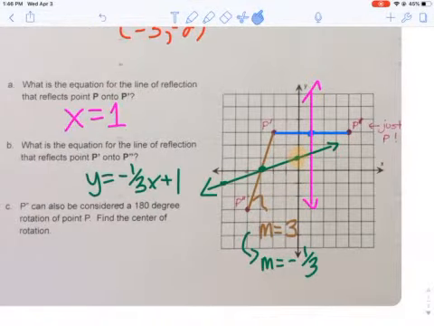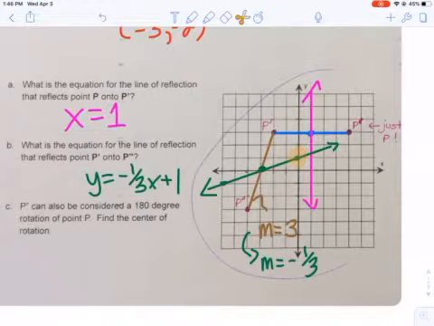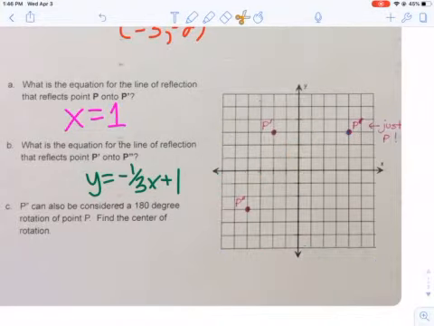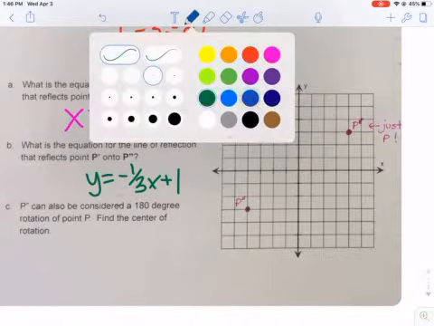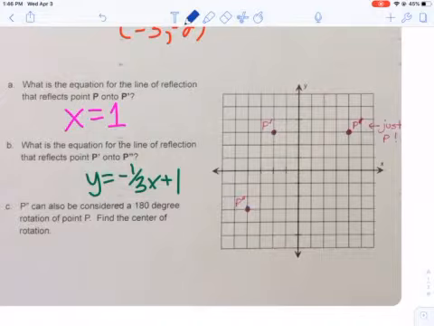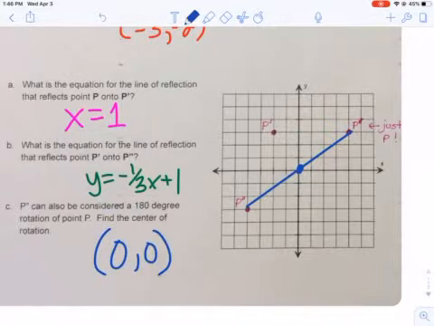Now for C. For C, I'm going to get rid of this information. That way it'll just be a little bit easier to decipher. It says P1 can also be considered a 180-degree rotation of point P. Now I'm supposed to find the center. Now again, 180 degrees. I love 180 degrees because that just tells me, boom, straight line, nice and easy. I'll do it in blue. I'll go straight through. Boom, I get myself a nice straight line here. That's it. Now I just need to find the center of this straight line right here, which just happens to be right at my origin. 0, 0. Nice and easy.